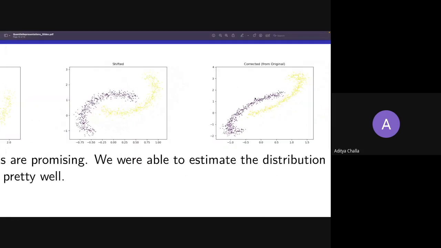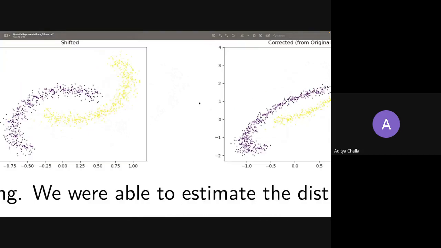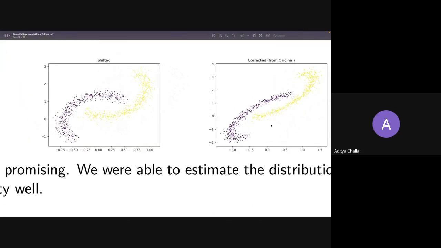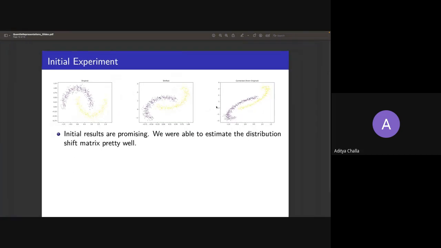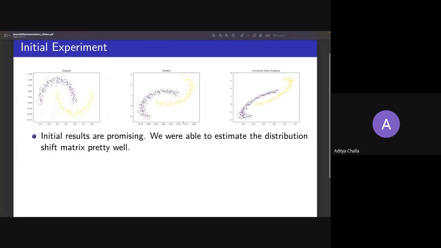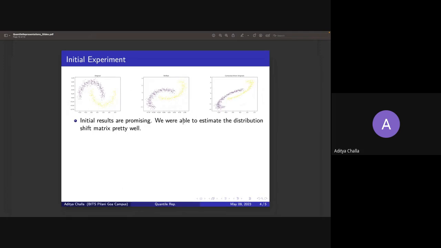And this was, I mean, we computed the G and then used the G to again shift the original one. And this is what we computed. While it's not exactly the same, we can already see that it's quite close by. I mean, at least the basic structure and all of it is preserved. So the initial results are promising. So we are able to again identify the distribution shift matrix pretty well if it is possible to identify it.